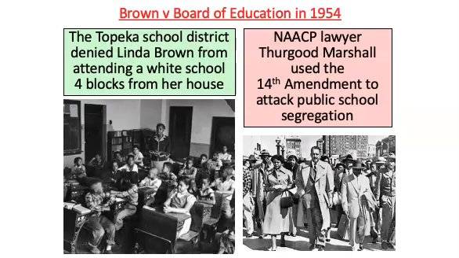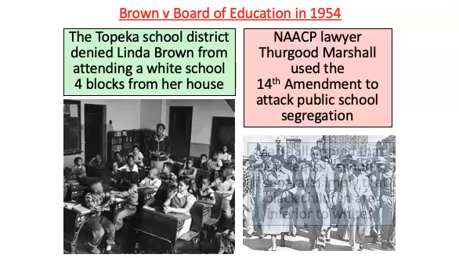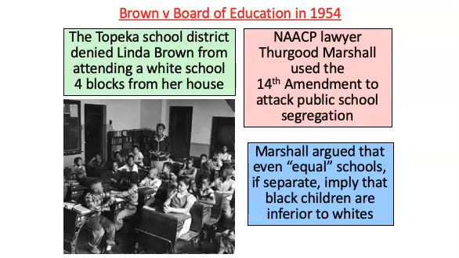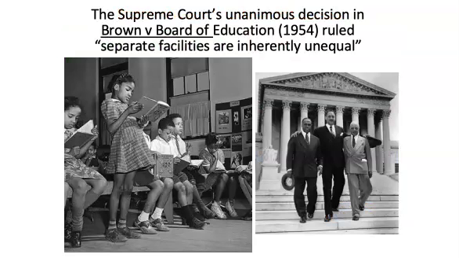Now, in the Brown v. Board of Education court case, the Topeka School District had denied Linda Brown from attending a white school 4 blocks from her house. The NAACP lawyer Thurgood Marshall used the 14th Amendment to attack public school segregation. He argued that even quote-unquote equal schools in every way, if they were separate, implied that black children were inferior to white children.